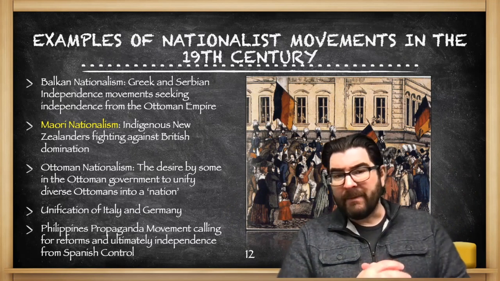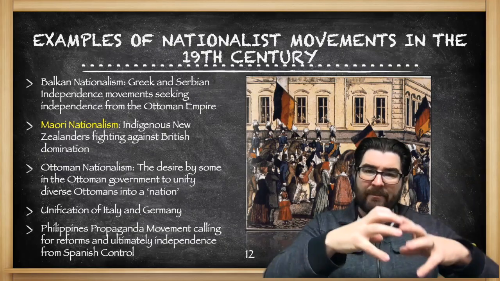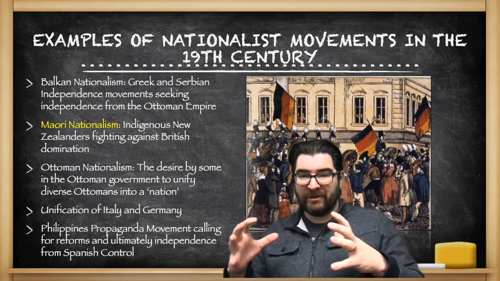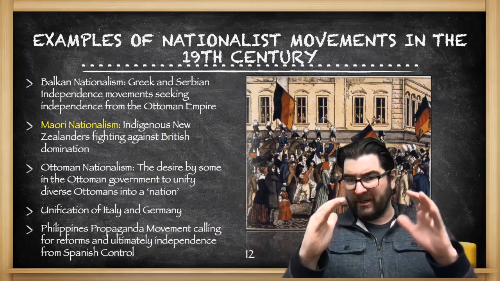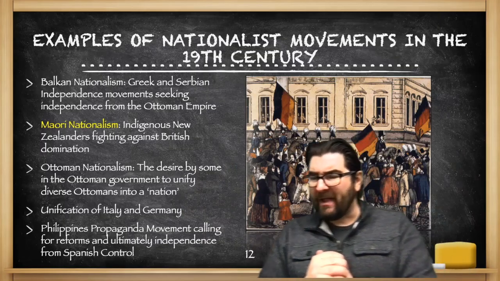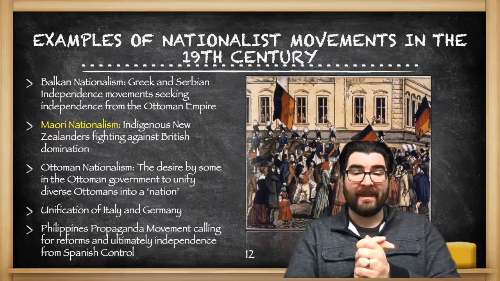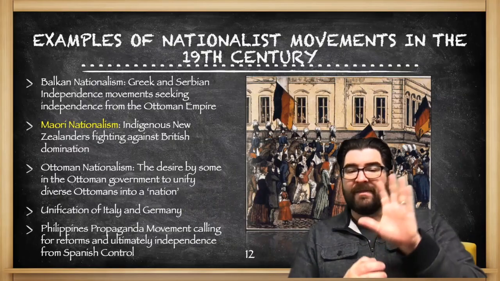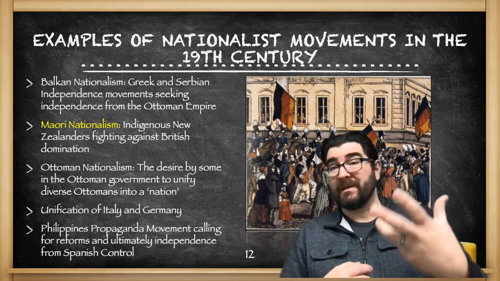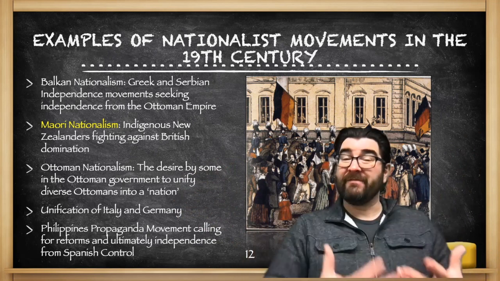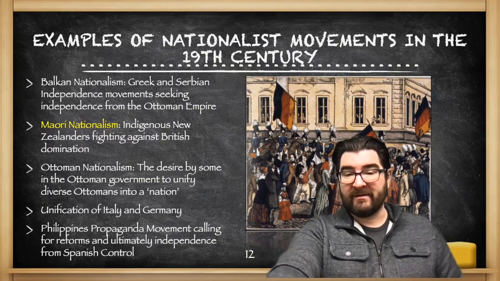In the Ottoman Empire, with concerns that they're losing a lot of these ethnic groups, the Ottoman Empire attempted to foster an Ottoman nationalism to unify a diverse Ottoman Empire into one nation. And this is going to prove to be very challenging because of the ethnic diversity and religious diversity that existed within the Ottoman Empire. And in the late 19th century, in the Philippines, the propaganda movement, which will call for reforms and more political equality for Filipinos who were living under Spanish colonial control, and ultimately a push for independence.